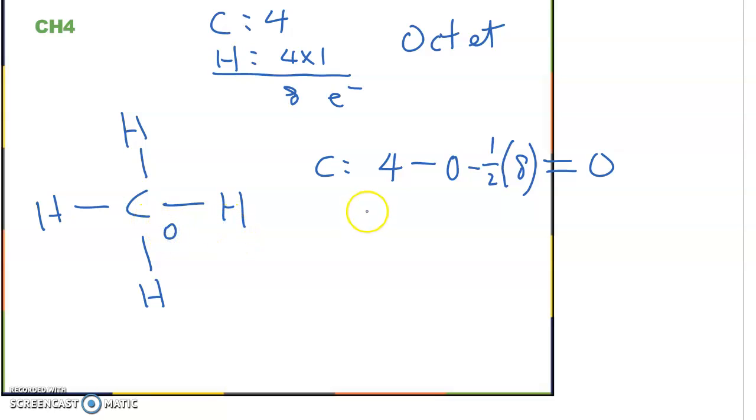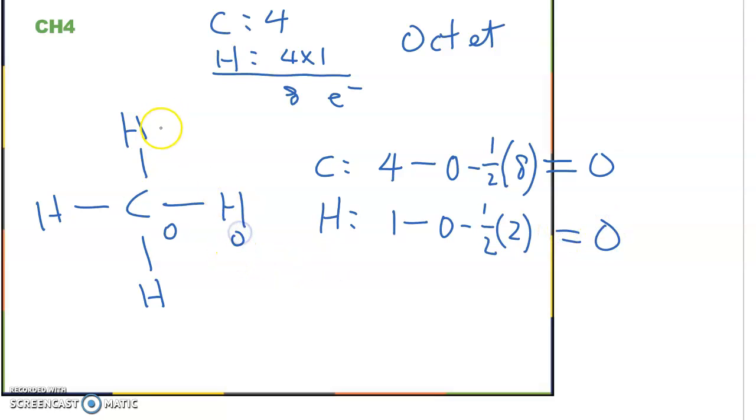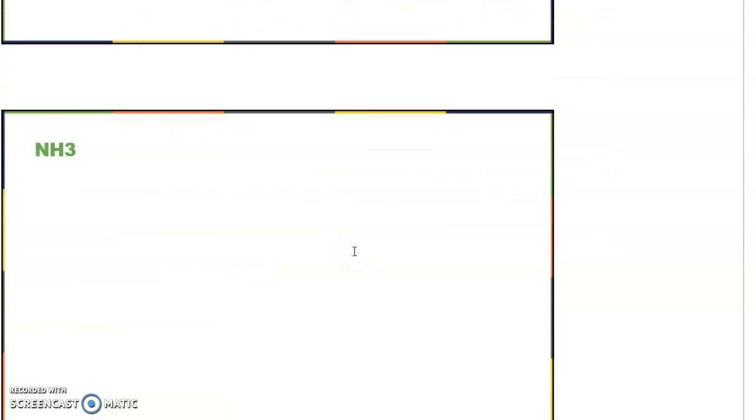How about for hydrogen? The number of valence electrons from a free atom is 1. And then minus, there are no lone pair electrons, minus half of the binding electrons, 1 minus 1, that is equal to 0. It's the same for all the other hydrogens. Okay, so now we can see 0 everywhere. That means it is stable. Okay, let's try another one.